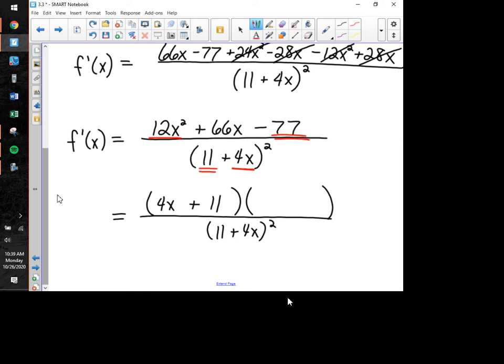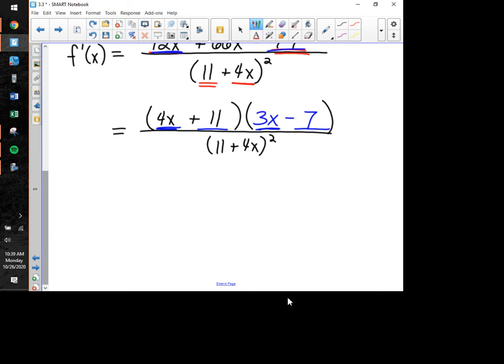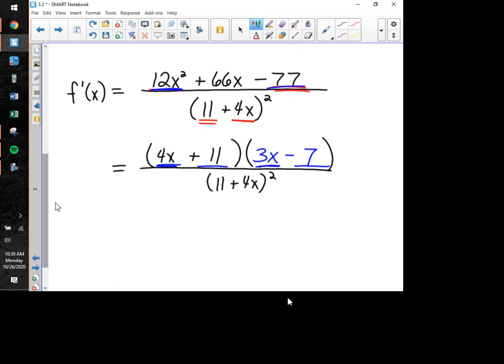All right. So whatever goes right here would have to multiply by 4x to make 12x squared. That would need to be a 3x. Whatever goes right here would have to multiply by 11 to make minus 77. That would have to be a minus 7. Now, all of this, up until this point, has been an assumption that we now need to verify. My real question is, did we correctly factor this numerator from here down into here? So let's check that, everybody.